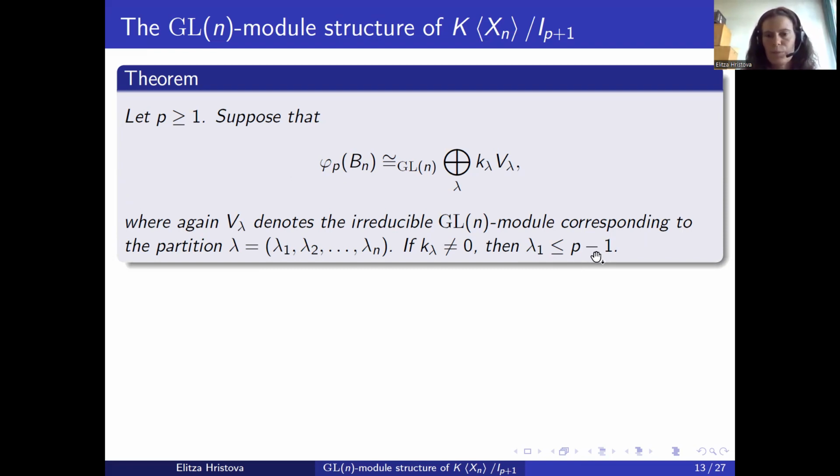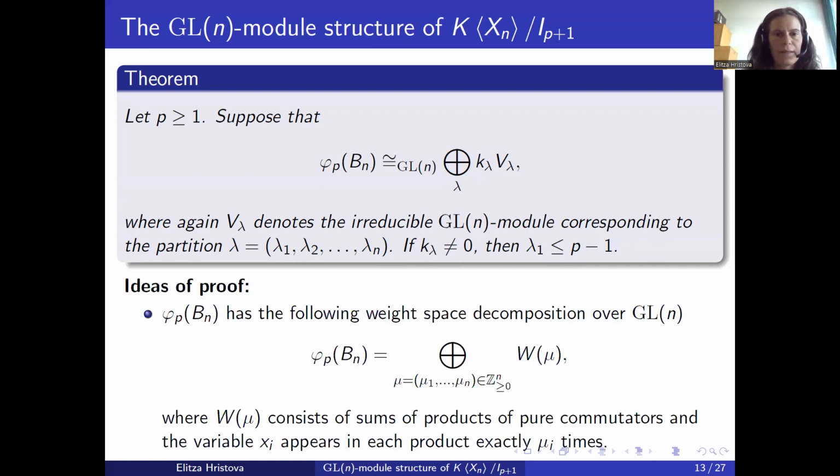And there is one more remark here, that this bound is exact, which means that for any p, for any such decomposition, we can find a partition that appears with non-zero multiplicity and for which lambda 1 is exactly equal to p minus 1. So we get an exact bound here on the partitions that appear in the decomposition. And let us give some ideas of the proof, since it is not very difficult.